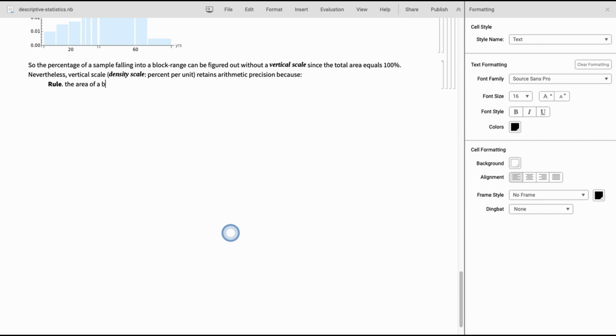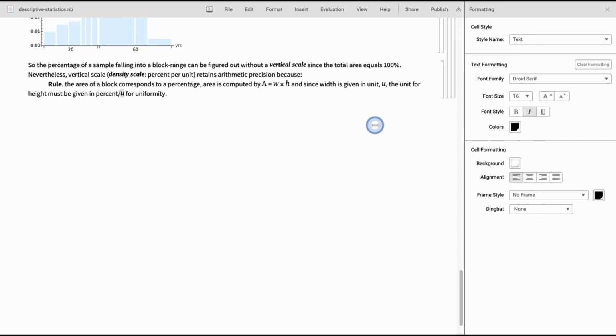And this is due to the fact that the area of a block corresponds to a percentage. Area is computed by the formula A equals width times height. And since width is given in unit U, in this case years, the unit for the height must be given in percent per year for uniformity. So the histogram gives two types of information about the data.